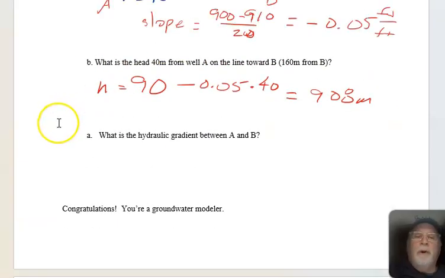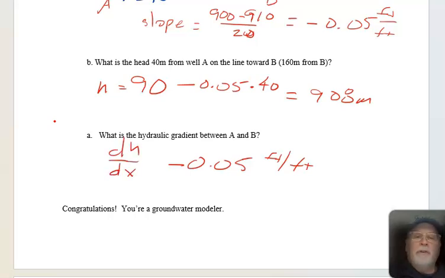What is the hydraulic gradient? The hydraulic gradient is just what we calculated here. It's the slope of the groundwater table, or the slope of the potential. It's minus 0.05 meters per meter. That's the hydraulic gradient, which we might call dH/dx. Since we only have x, we could use d instead of a partial. So you've done some groundwater modeling.